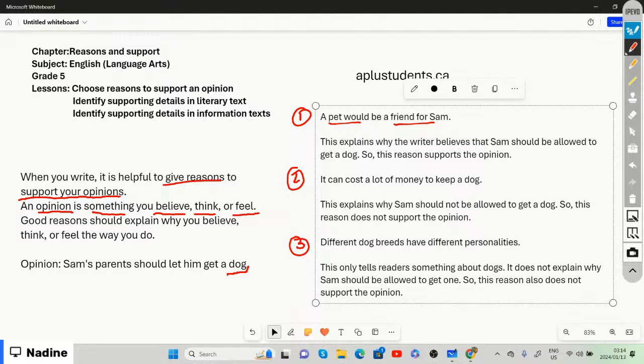All right. So when it comes to reasons and support, we said you need to write. When you write, it is helpful to give your support and your answers. And we are specifically not just talking about your workplace. It can be anywhere, at your workplace, at school, whatever opinion you give based on what you believe, what you think, and what you feel.